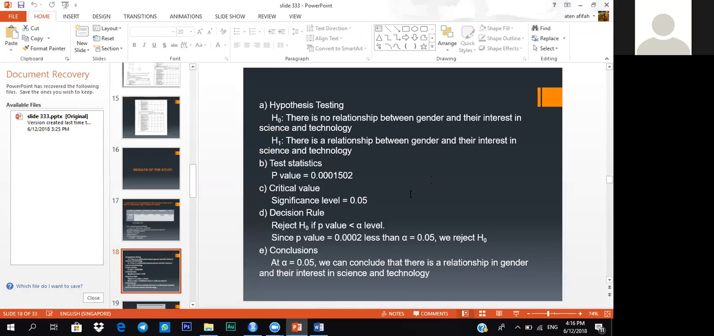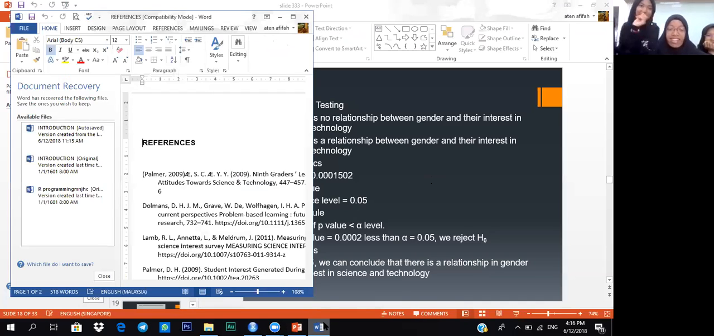Where is your reference? In Word, sir. Wait. So you need to show the reference in the presentation slide. Next week you need to submit this presentation slide, with the corrections, and put all your references in the presentation slide. Alright. So now I give you reference 0. Okay. Thank you, sir. Next group. Submit when? Next Monday.